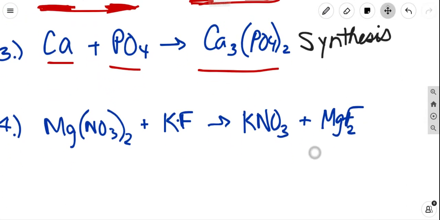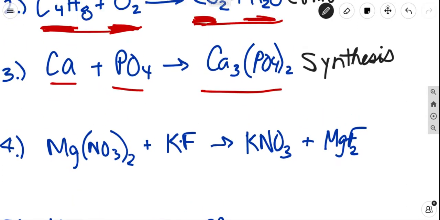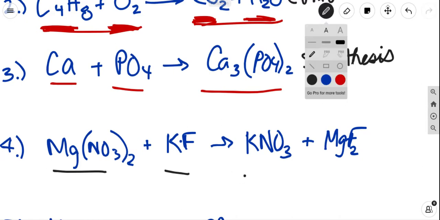All right, next one. Is it synthesis? Do I have 1 product? No, I have 2, so I can eliminate synthesis. Do I have 1 reactant that lets me know it's decomposition? Do I have 1 thing breaking down? No, I've got 2 things. So I can eliminate synthesis and decomp. All right, is it combustion? Is this a hydrocarbon plus oxygen yields carbon dioxide and water? No, not even close. It doesn't have any of those parts. So this is not combustion.